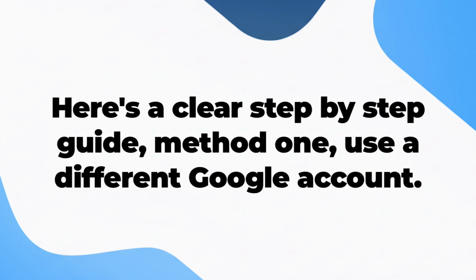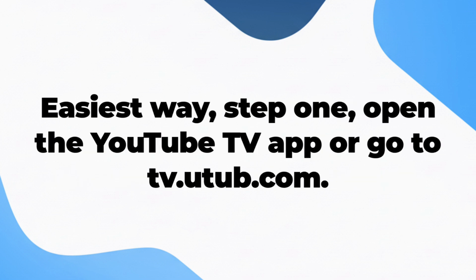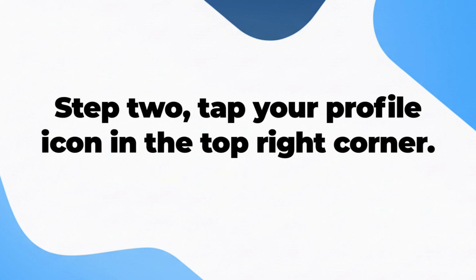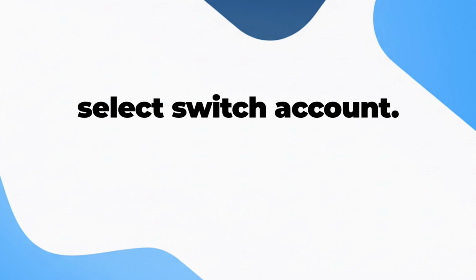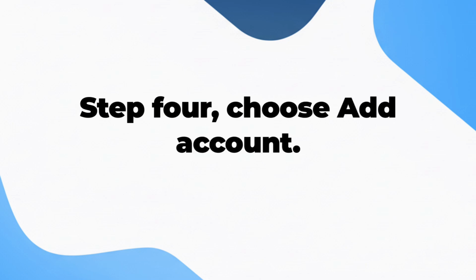Method 1. Use a different Google account. Easiest way. Step 1. Open the YouTube TV app or go to tv.youtube.com. Step 2. Tap your profile icon in the top right corner. Step 3. Select Switch Account. Step 4. Choose Add Account.